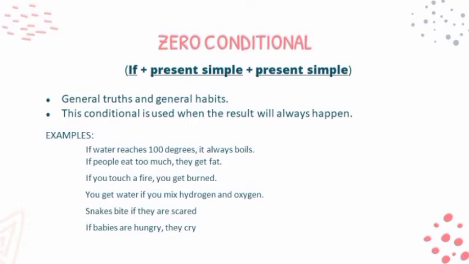Zero conditional sentences are composed of two present simple verbs, one in the if clause and one in the main clause. It talks about general truths and general habits. This conditional is used when the result will always happen. Let's take a look at these examples. If water reaches 100 degrees, it always boils. And it's a fact. I'm talking in general, not about one particular situation. The result of the if clause is always the main clause.